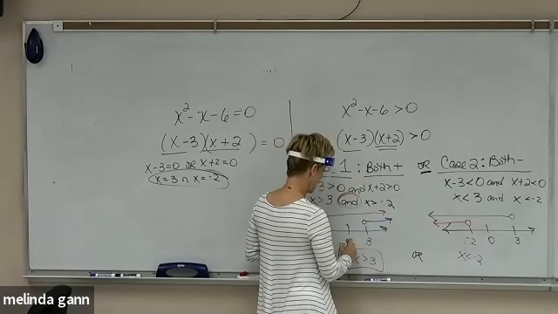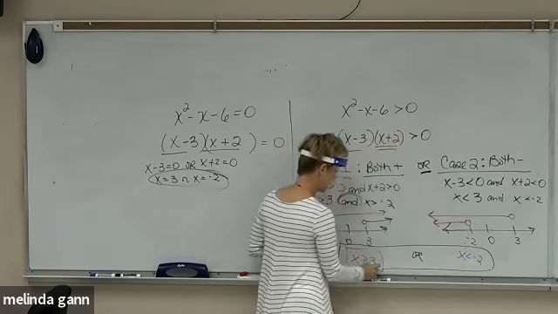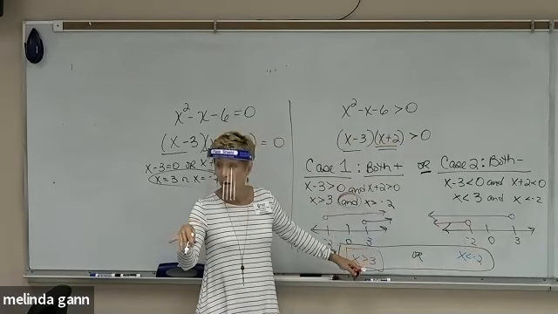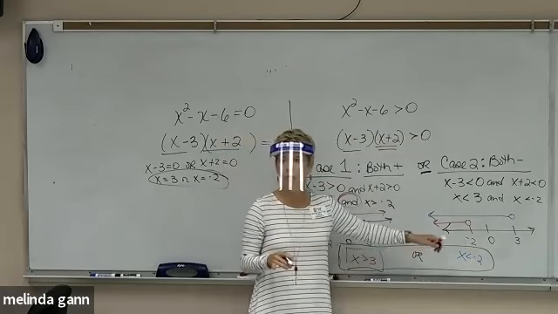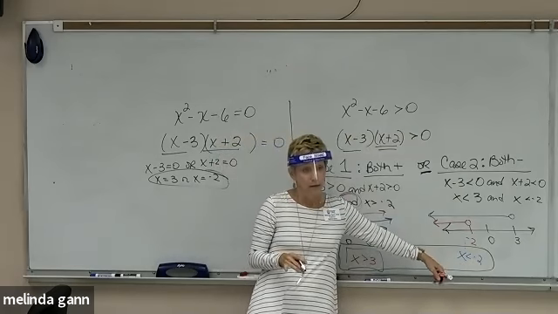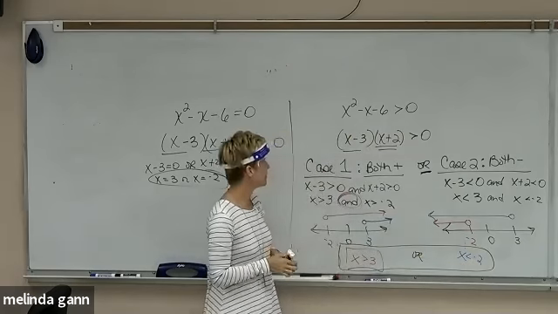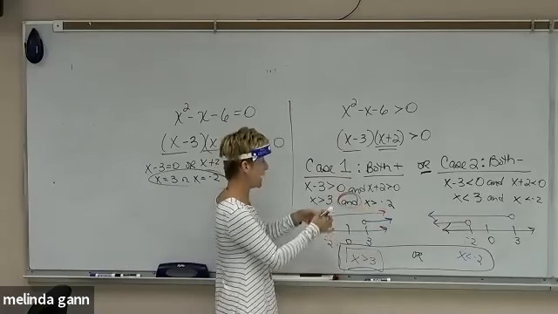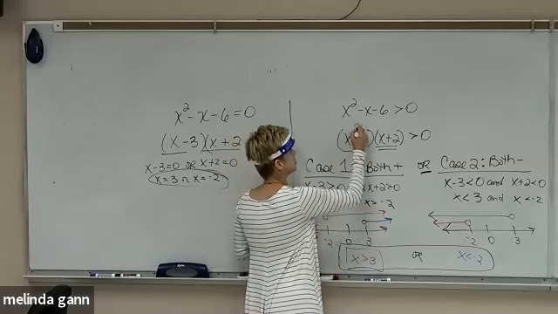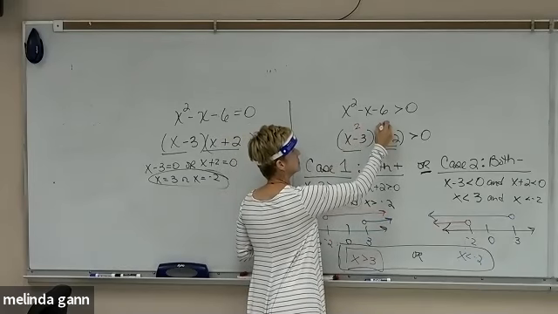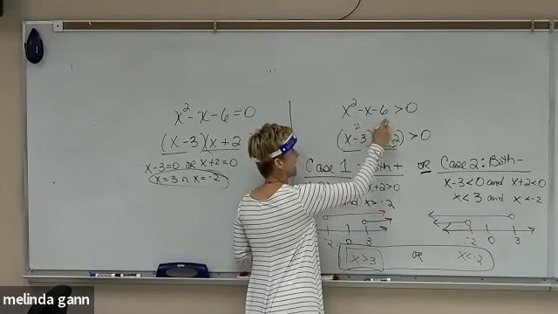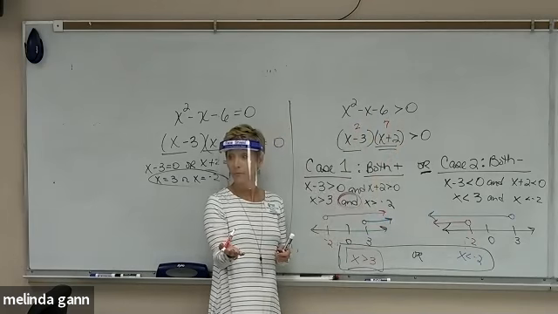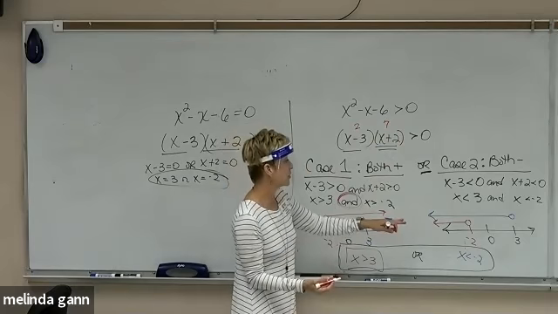Oh. So there's my final answer. Numbers bigger than 3, they work, or numbers smaller than negative 2. So give me a number bigger than 3. 5. Okay, what's 5 minus 3? 2. What's 5 plus 2? 7. 2 times 7 is 14. Is that a positive number? Yeah, see, it worked.